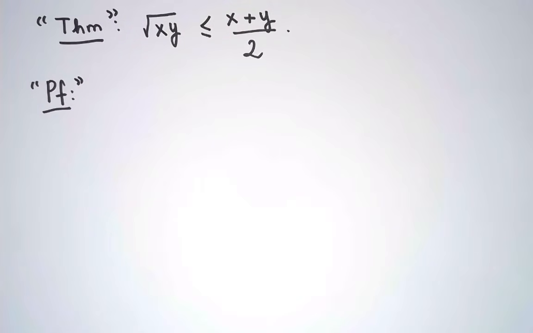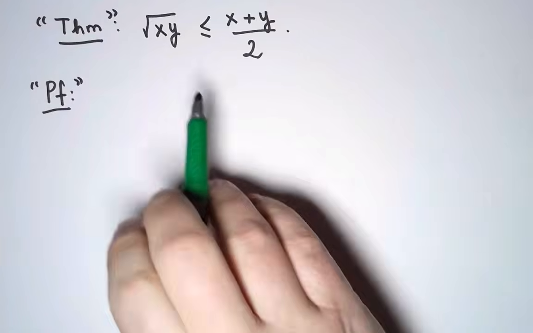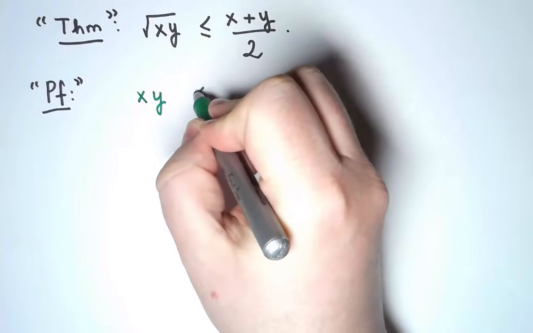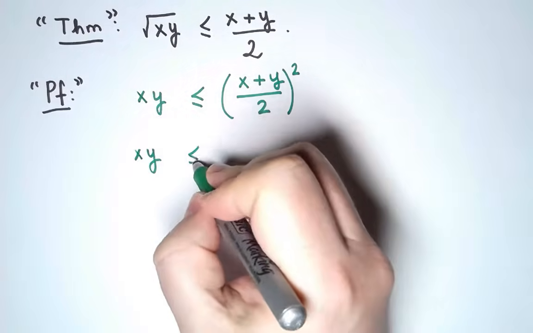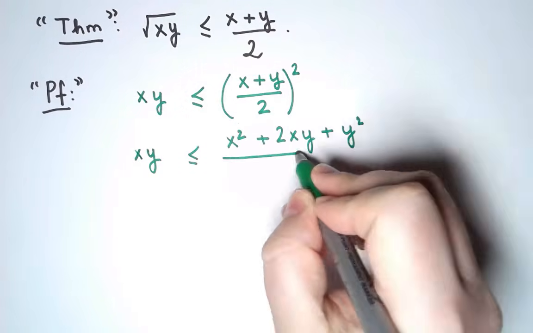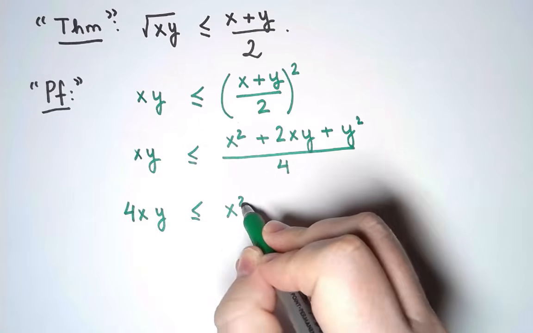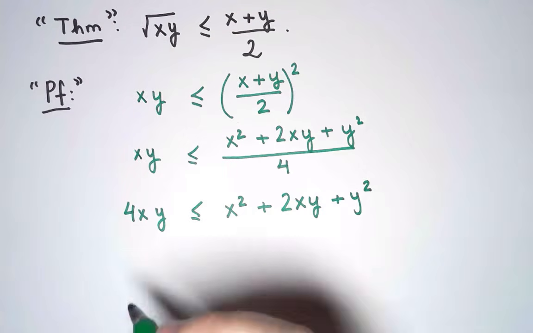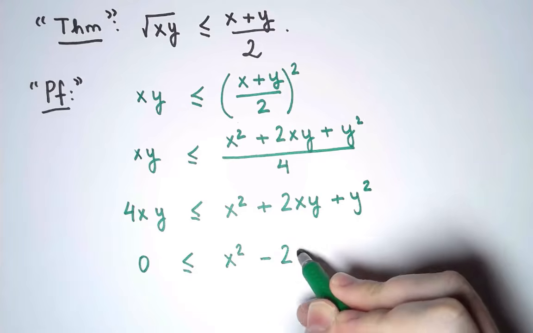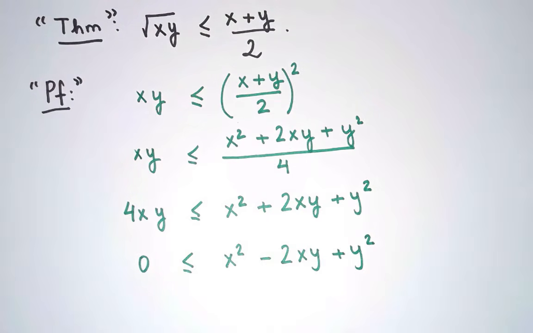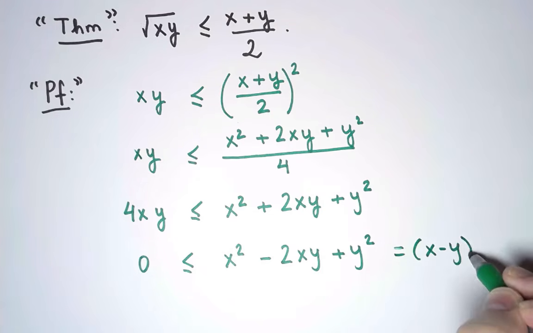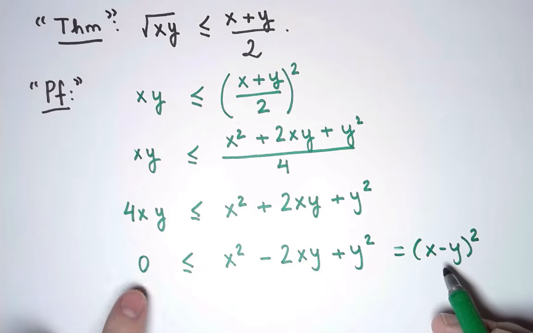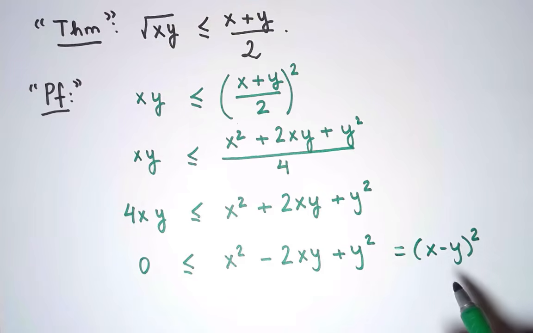In order to prove it, first I will get rid of the square root by squaring both sides. Next, I expand the square on the right-hand side. I multiply both sides by 4, and I subtract 4xy from both sides so that everything is on the right-hand side. And now I notice that here on the right-hand side I have a perfect square, and this squared is definitely non-negative, so this is true, and we are done. But are we?